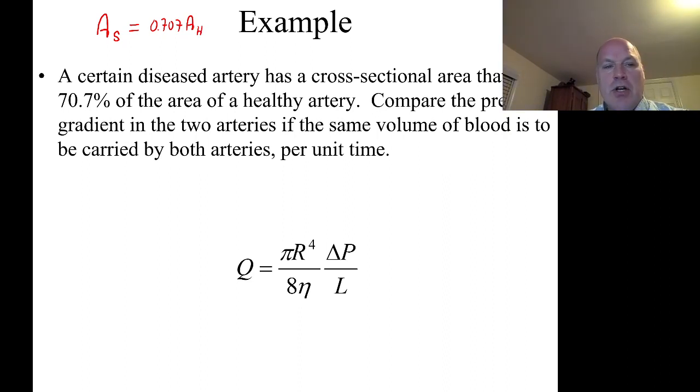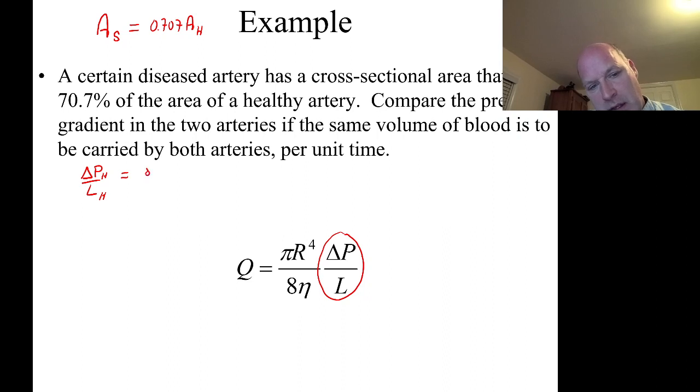Okay, that's given. Compare the pressure gradients in the two arteries. Okay, so pressure gradient is this delta P over L. So I'm going to set this up here. We're going to have delta P over L healthy is going to be equal to 8 eta Q healthy over pi r to the fourth healthy.